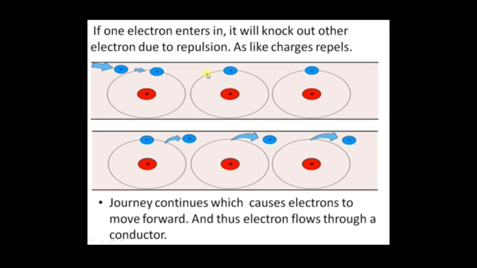Then again these two electrons will repel each other and this electron will jump from here to the next atom, and the chain continues. This concept where the electron is moving or jumping from one atom to another atom and going in a particular direction is called the flow of electrons. This flow of electrons results in the current. The journey continues, which causes electrons to move forward, and thus electrons flow through a conductor.